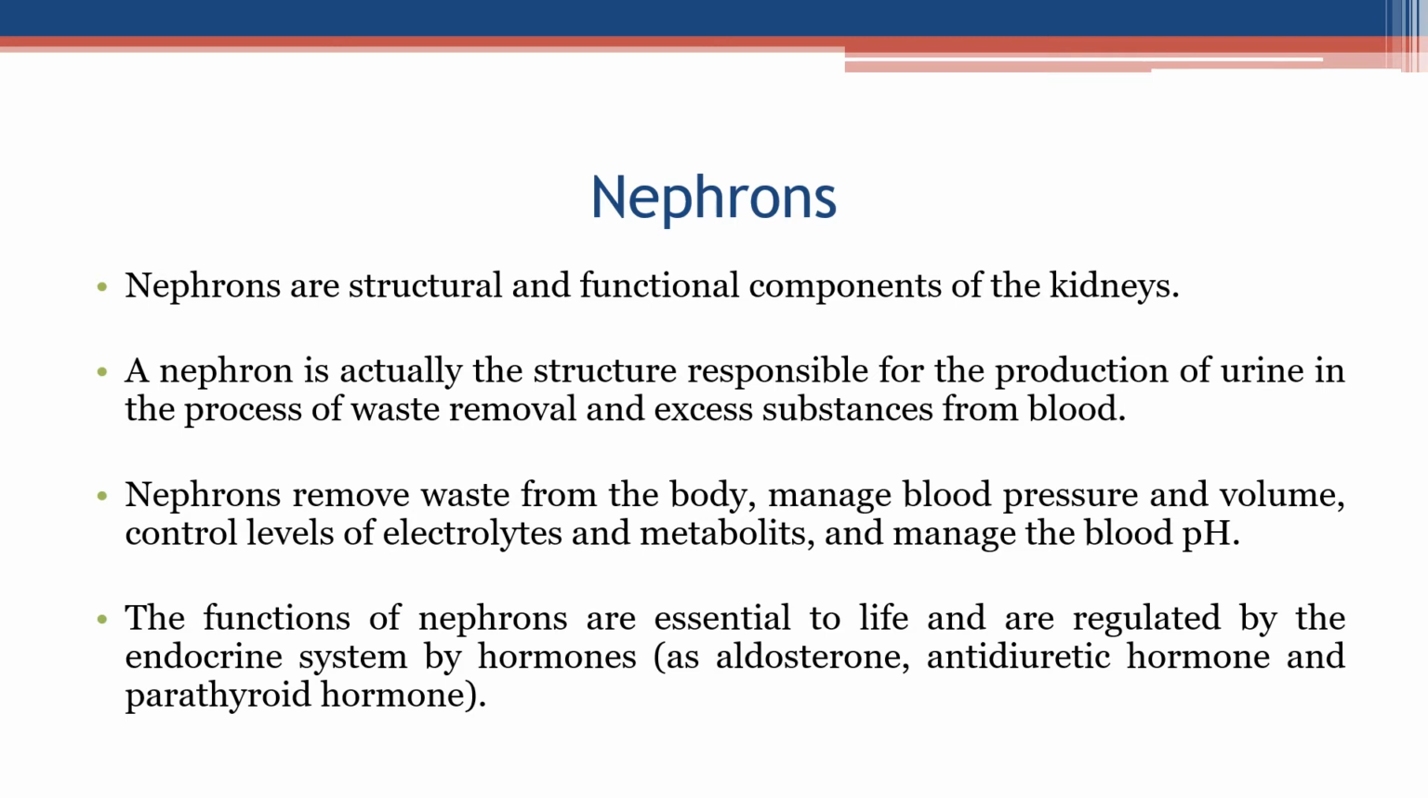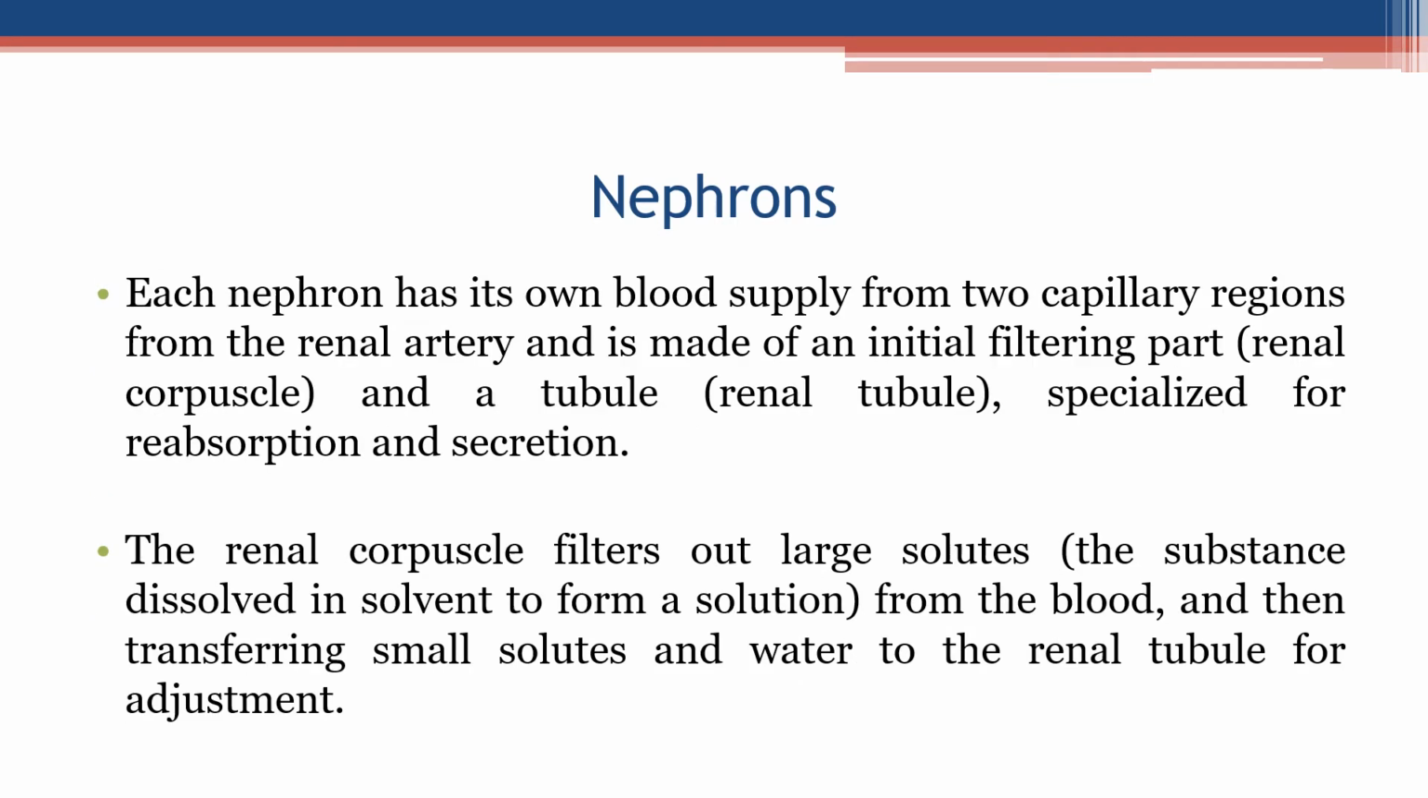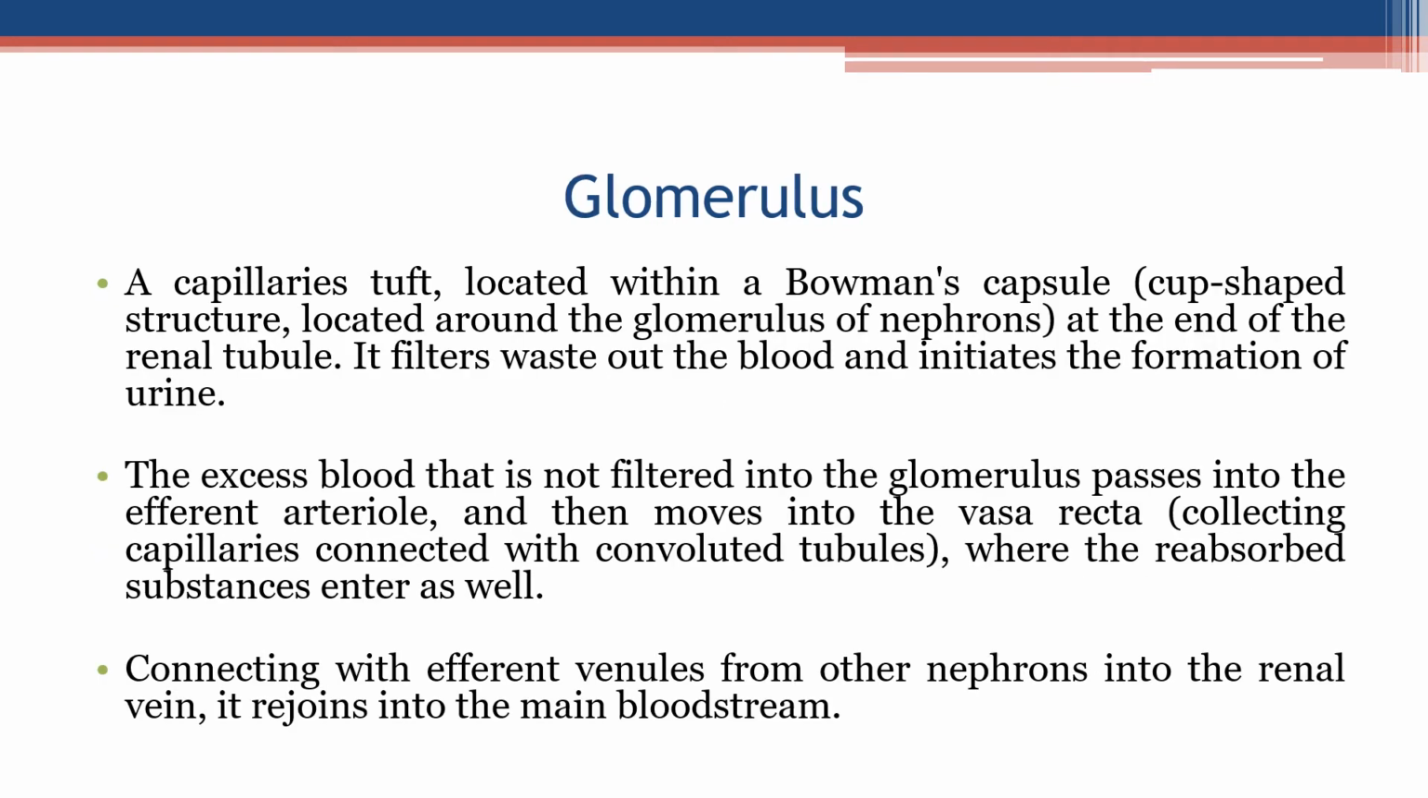hormone, and parathyroid hormone. Each nephron has its own blood supply from two capillary regions from the renal artery and is made of an initial filtering part, renal corpuscle, and a tubule, renal tubule, specialized for reabsorption and secretion. The renal corpuscle filters out large solutes, the substance dissolved in a solvent to form a solution, from the blood and then transfers small solutes and water to the renal tubule for adjustment.